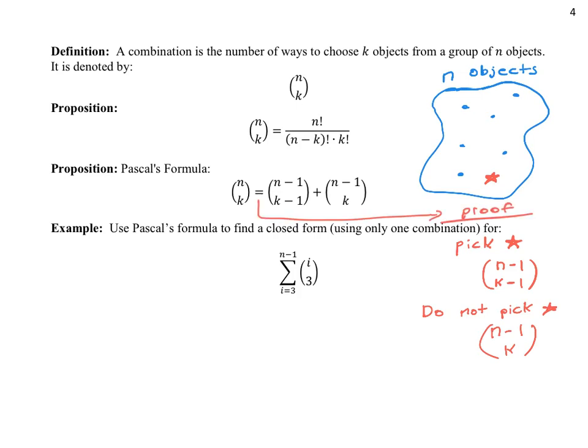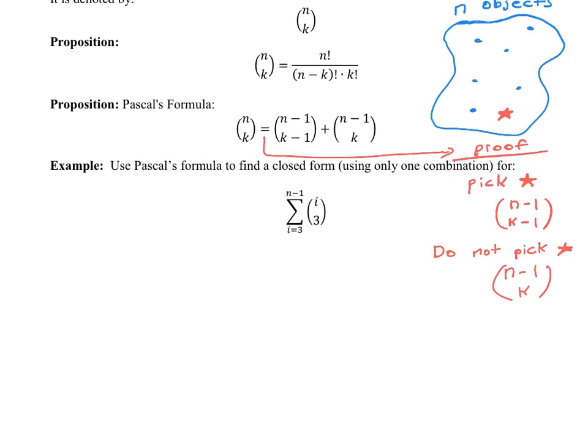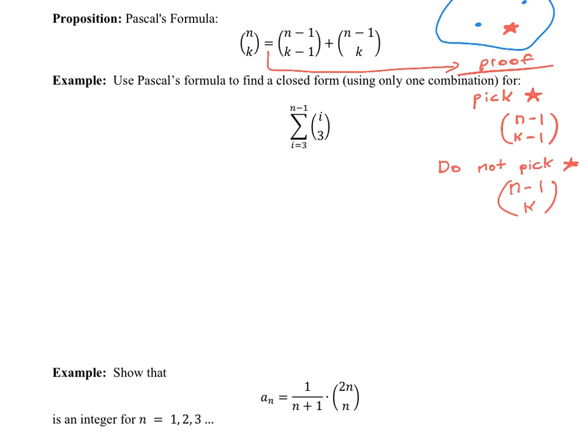So we're going to use this formula below to find a closed form for the expression that's sitting in front of us. So if we have i choose 3, and we're going to add up a whole bunch of choose 3s, what we'd like to do is try to create some kind of cancellation so that it's not so complicated. Maybe we can get some of the combinations to cancel out with other ones.